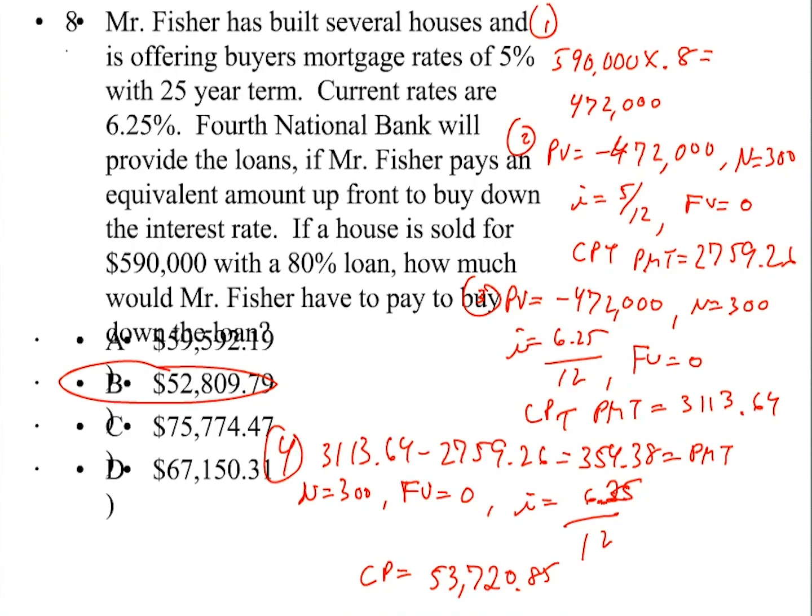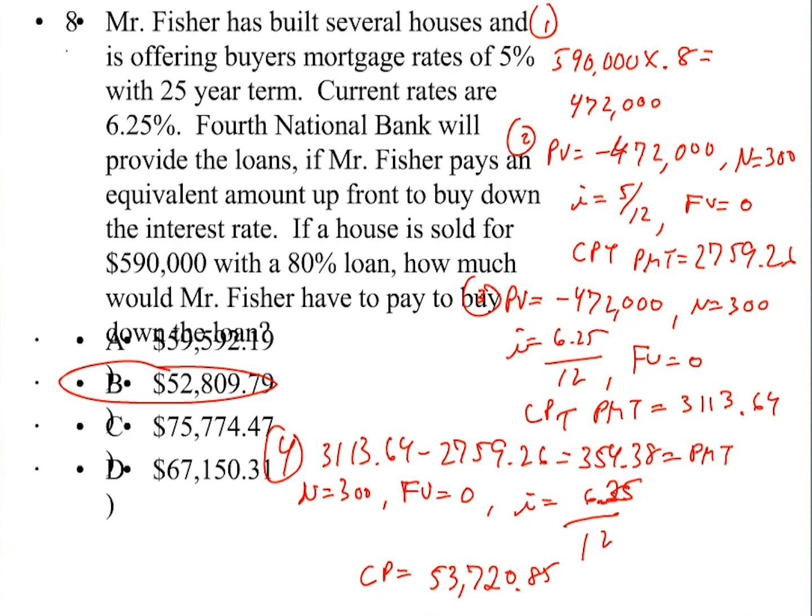So we see that's done in steps 2 and 3. The only difference between these two: in both cases the present value is $472,000, and N is 300 because it's a 25-year loan. Future value is 0 in both cases, but in step 2 we're using 5, what Mr. Fisher's promising, 5 divided by 12 for the interest rate, and in step 3 we're using the market rate, 6.25 divided by 12. And we get the difference between these two payments in step 4.